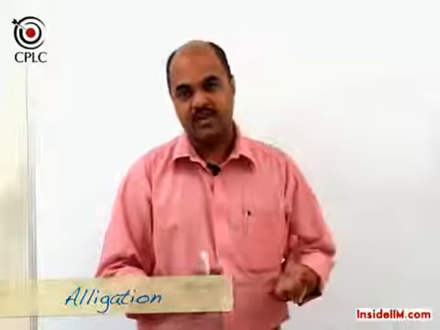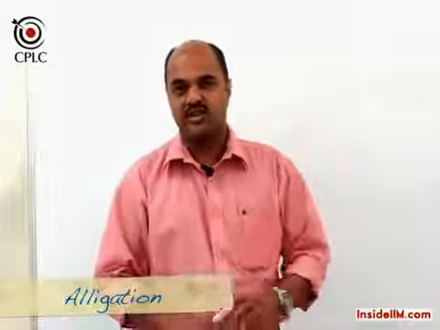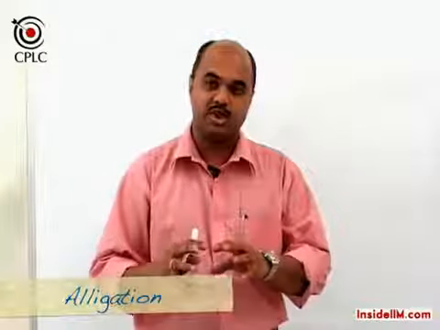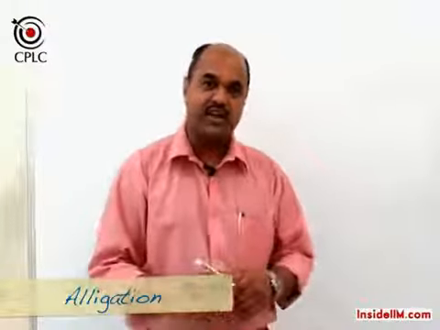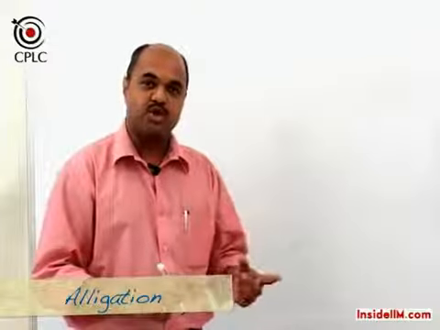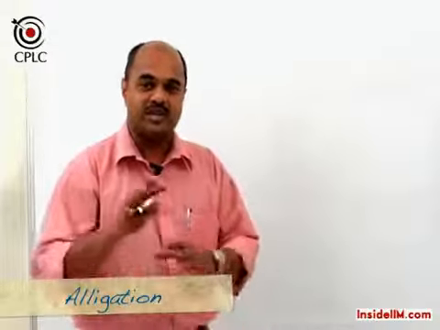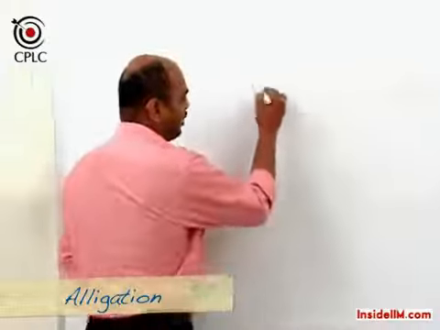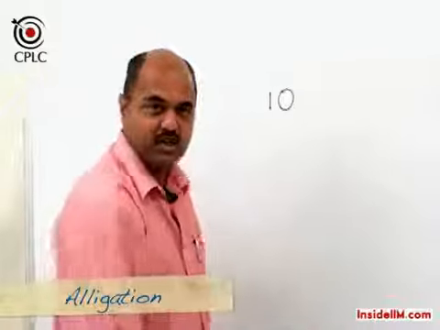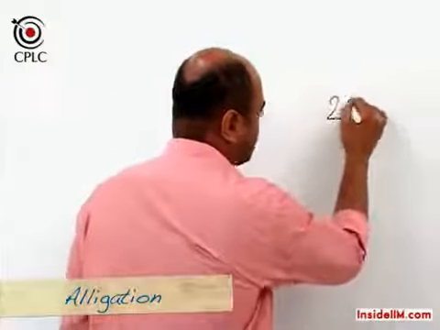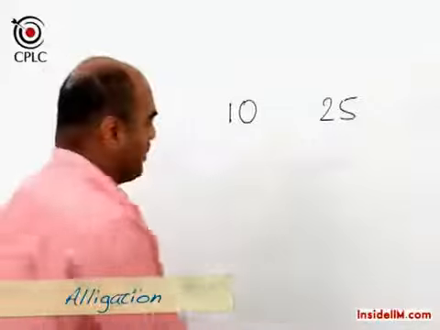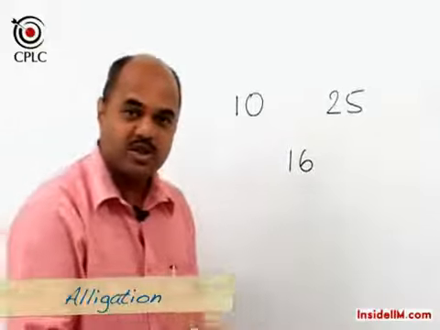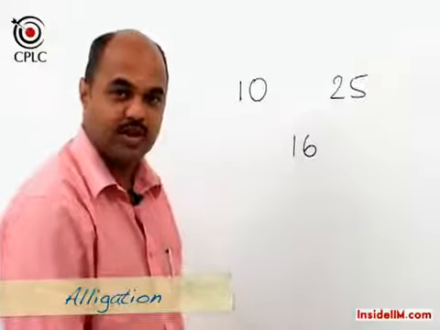Now in the previous example we actually worked out this average. This example of alligations is where the average of the mixture is also given, and we need to find out in what ratio should the two varieties be mixed so that the whole condition gets satisfied. So we've looked at one variety of sugar which costs 10 rupees per kg, another variety of sugar which costs 25 rupees per kg, and the average is 16 rupees per kg. The question is, in what ratio should these two be mixed?